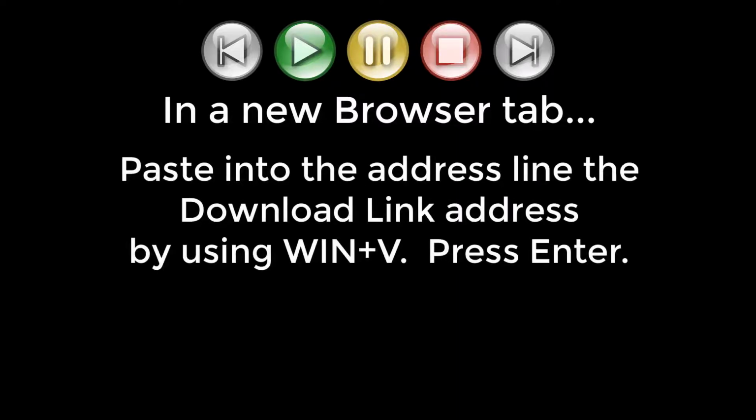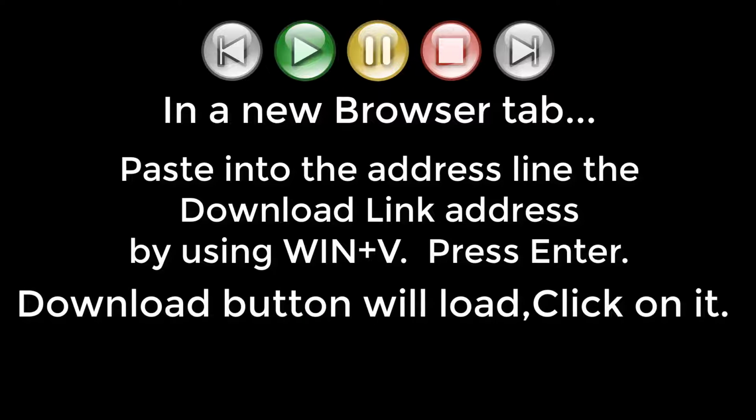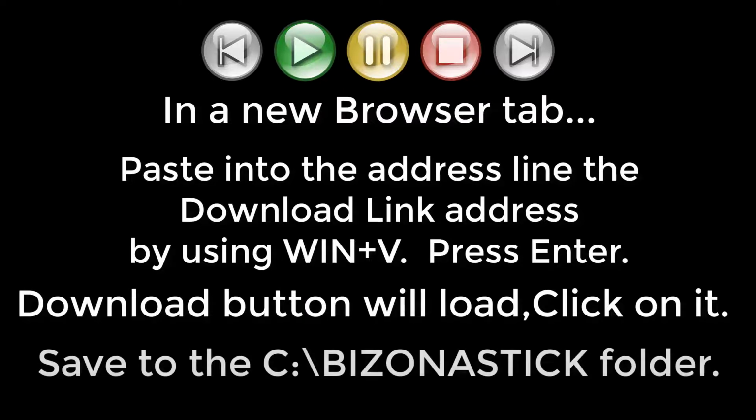Now let's pause so that we can perform these steps in a new browser tab. Paste into the address line the download link address by using the Win key plus the V key, then press Enter. The download button will load. Click on it. It will begin to download and save to the C drive Biz on a Stick folder. Pause now.